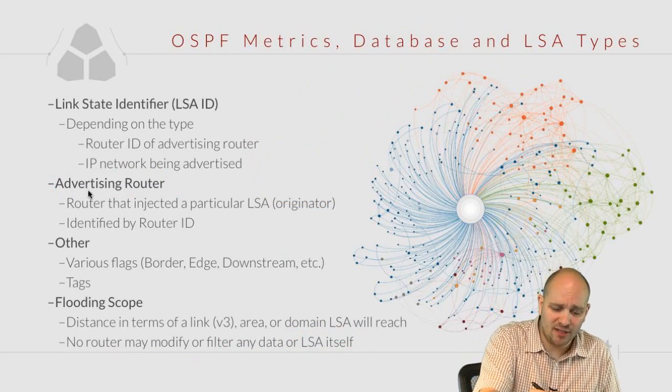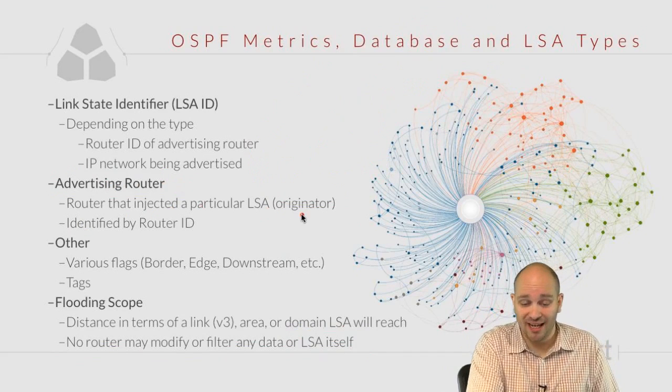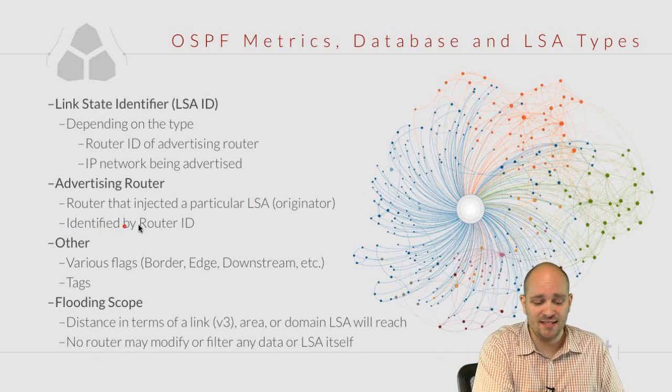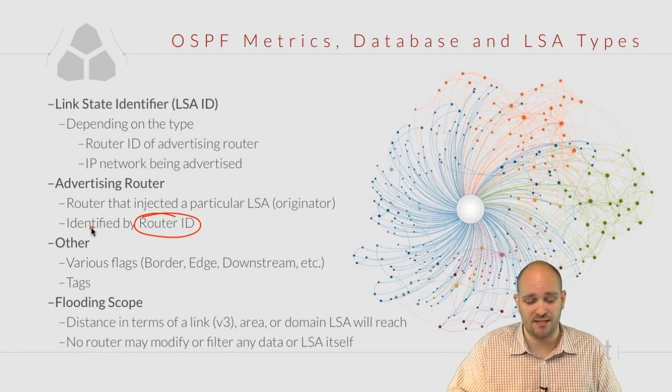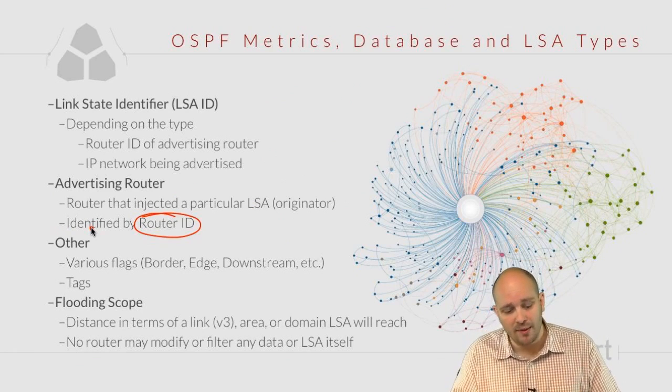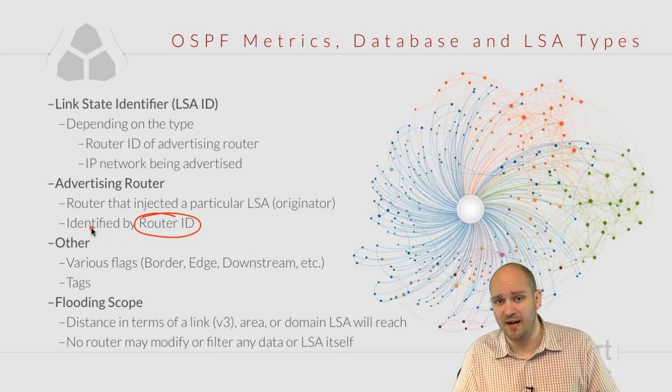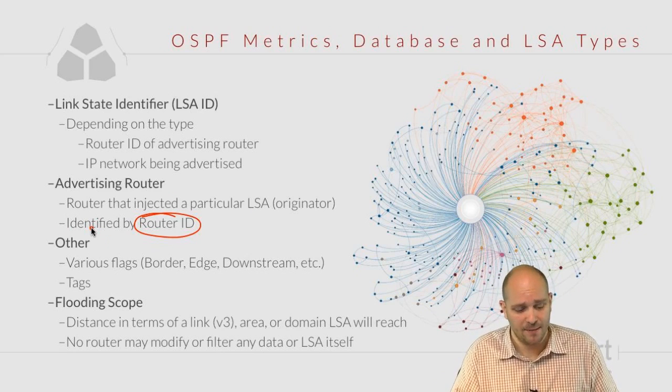So the advertising router is the router that injects the LSA. And as I said, this information is kept throughout the flooding scope of the LSA. And the advertising router in the LSA will be identified not with its IP address, it will be identified with its router ID.